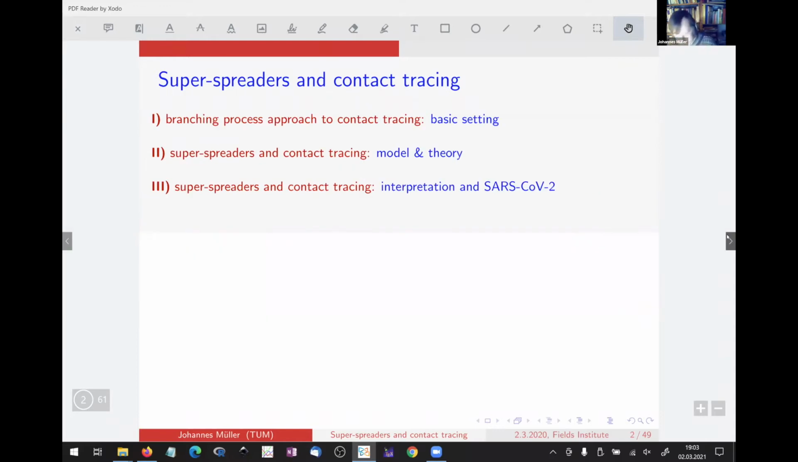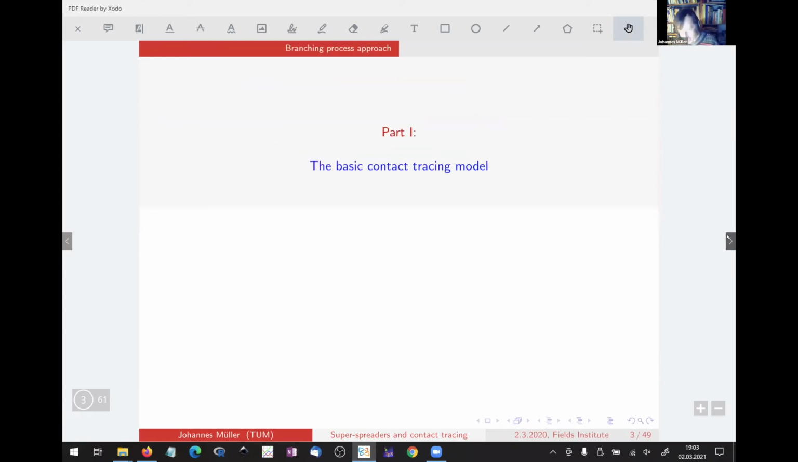The talk will consist of three parts. I will start with the basic model without super spreading, just to focus on the machinery, how to analyze things. In the second part, I want to introduce super spreading and discuss a little bit how to handle that part. And in the last part, I would like to do some interpretation, and also, of course, at least for one slide, I would like to look at SARS-CoV-2. So: super spreading, contact tracing, first part.